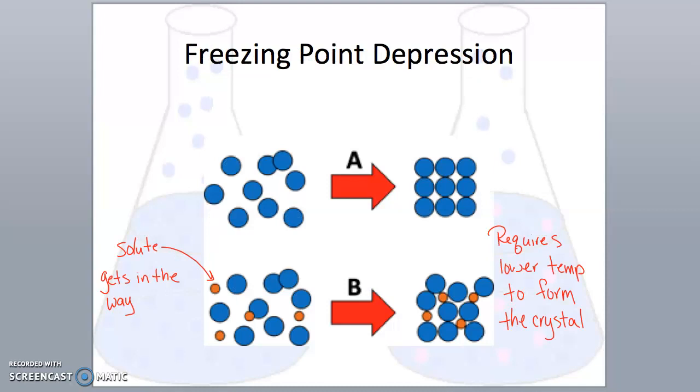The freezing point is actually going to go down if we add a solute. One way to think about this is to talk about water. If we have water, it has to get into a real structured arrangement to be a solid. That's what they're showing in A, the liquid phase going to the solid phase. Now, if we have solute present, the solute ends up disrupting that really organized structure, which is going to end up requiring a lower temperature to form that solid crystal. So adding a solute is going to lower the freezing point.